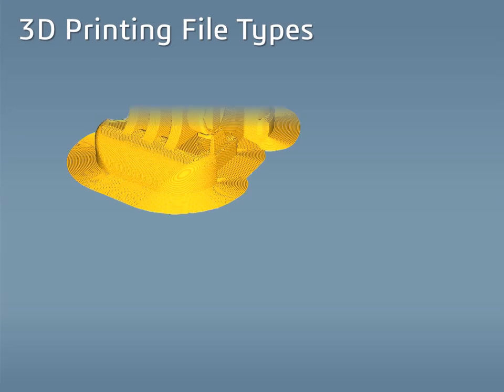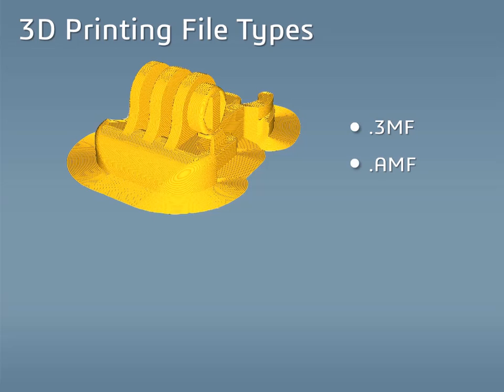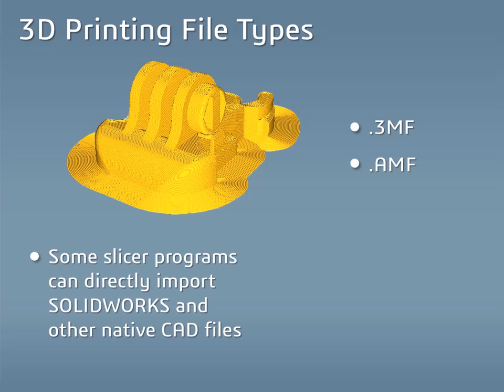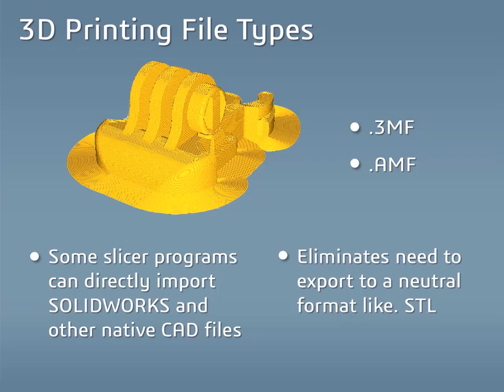Other 3D printing file types that are supported are 3MF files and AMF files. Additionally, some slicer programs include the ability to directly import SolidWorks and other native CAD files. This eliminates the need to export them to a neutral format like an STL file.